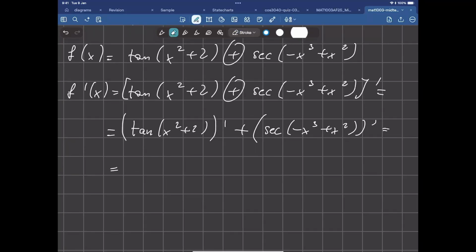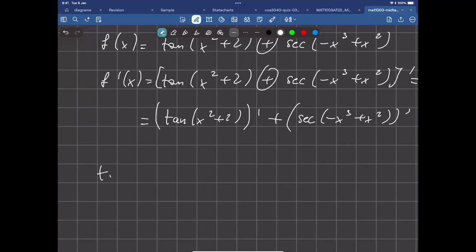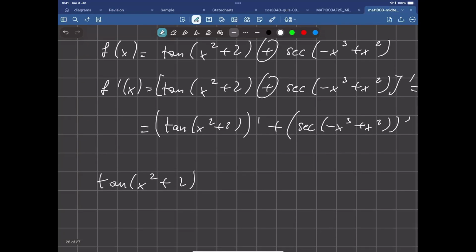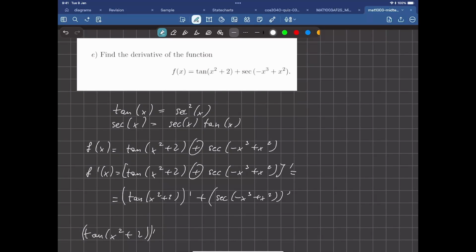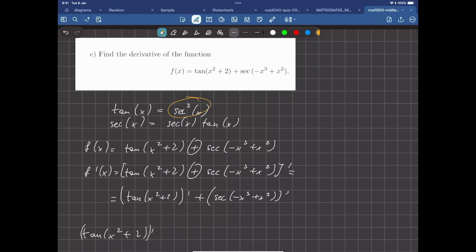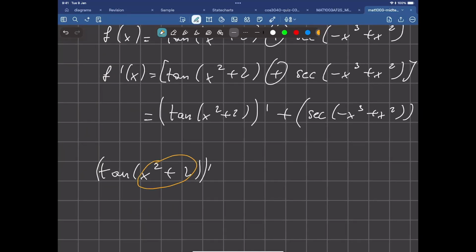And now we can just calculate them separately. Let's start with the tangent one. Now, once again, if we just had tangent of x, then it would have been directly secant squared x and we're done. But notice how inside of the tangent function I have another function. It's not just x, it's a whole function. It's x squared plus 2.